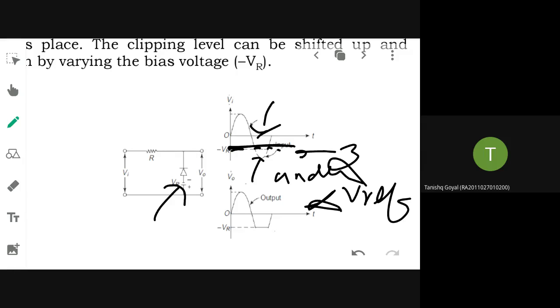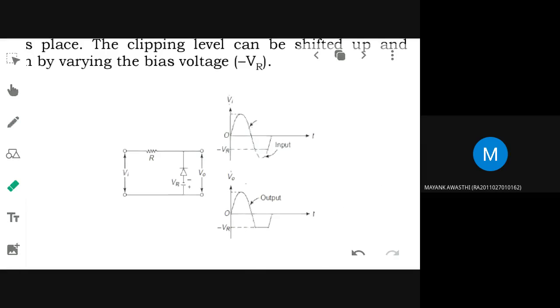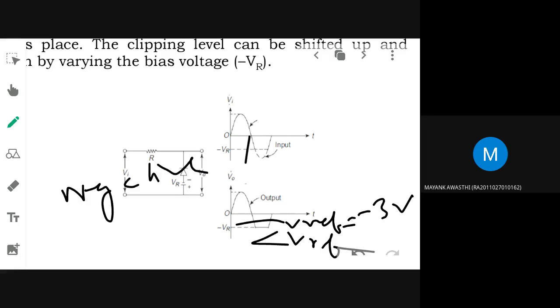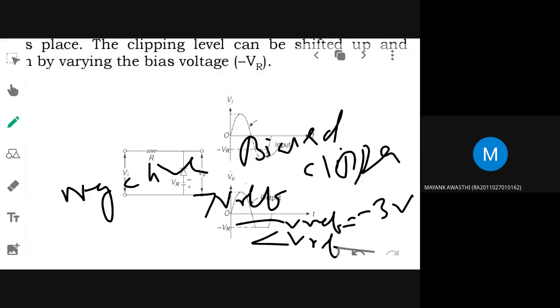So is this a negative clipper or positive clipper? Negative, ma'am. Negative clipper. If V reference is made equal to 0, this portion will be clipped. But here V reference is given as minus 3 volt, so only below that portion will be clipped. So this is your V reference, said to be minus 3 volts. Less than V reference portions are clipped, so this becomes a negative biased clipper. Above V reference only the diode will be connecting the input to output. Okay, understood? What is clipping?